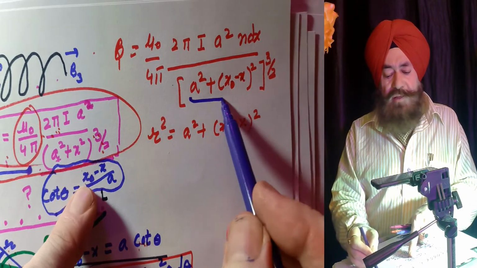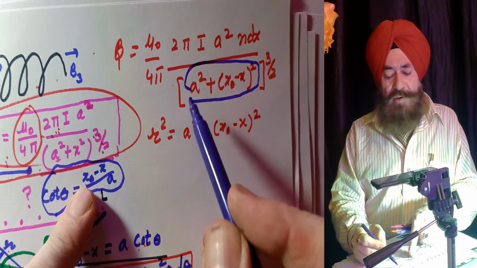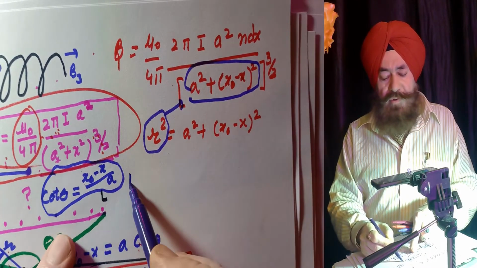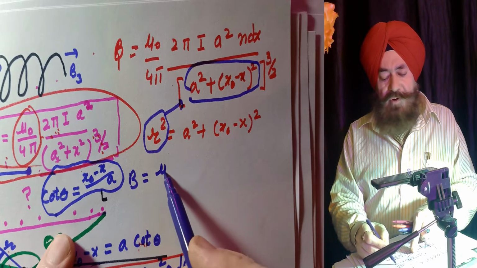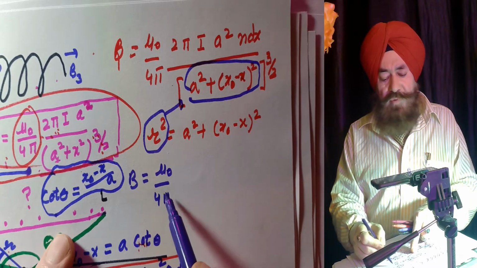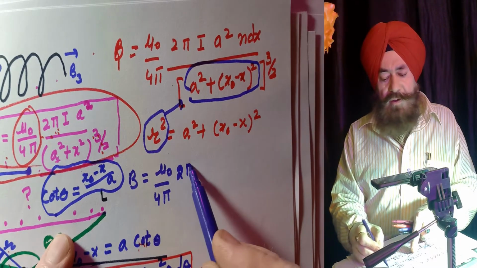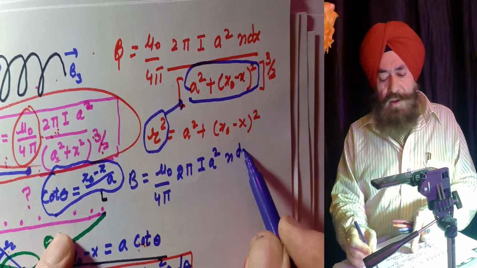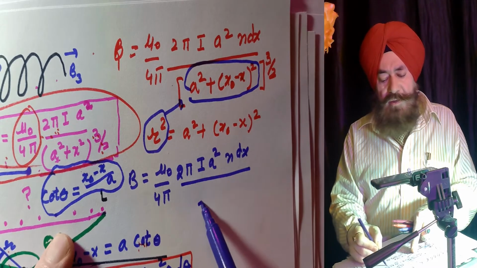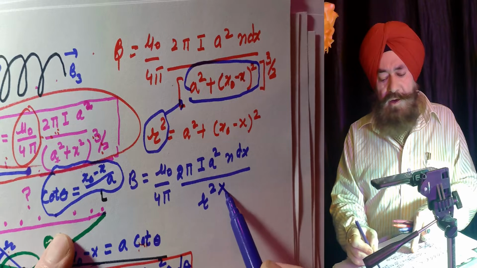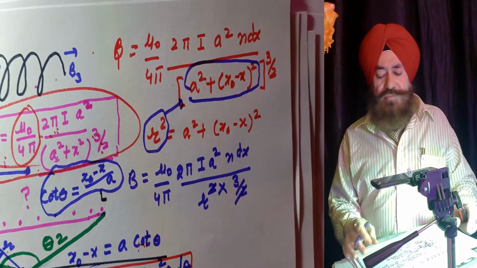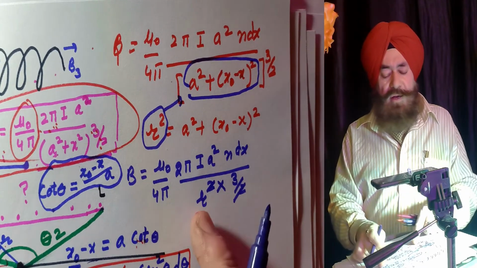Now instead of writing this, I am replacing it with r. So B becomes mu naught over 4 pi, 2 pi I a square n dx, r square to the power 3 by 2. 2 and 2 cancel. It is only r cube now.